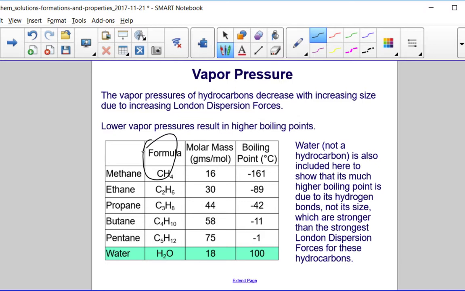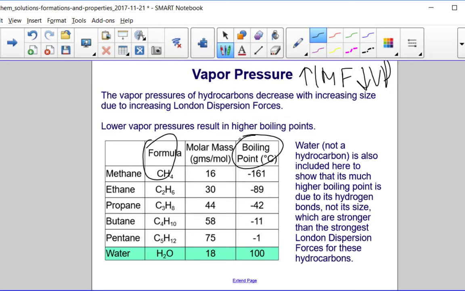Remember, the stronger the intermolecular forces, the less able a compound is to become vapor. So the stronger the intermolecular forces, the lower the vapor pressure. So as we go from methane to pentane, the vapor pressure decreases. Lower vapor pressure, we see here its effect on boiling point. Lower vapor pressure results in higher boiling point, meaning we have to increase the temperature to a higher level before the liquid will boil.